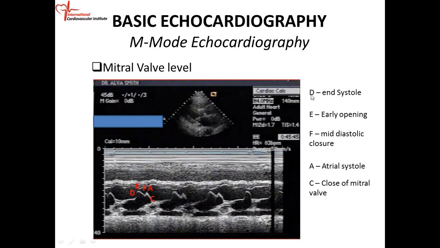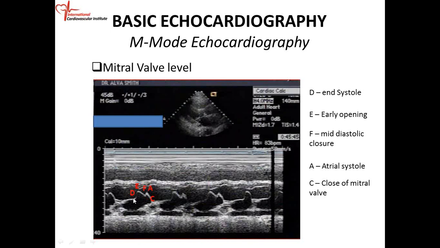The D point is end systole. If you just think about it a little bit, the mitral valve opens in diastole, so the D point has to mean end of systole. Now you're going into diastole where the mitral valve is opening. The E point is the early opening of the mitral valve. The F point is the mid-diastolic closure. The A point is atrial systole, when the atrium contracts. And then the C point is closure of the mitral valve.